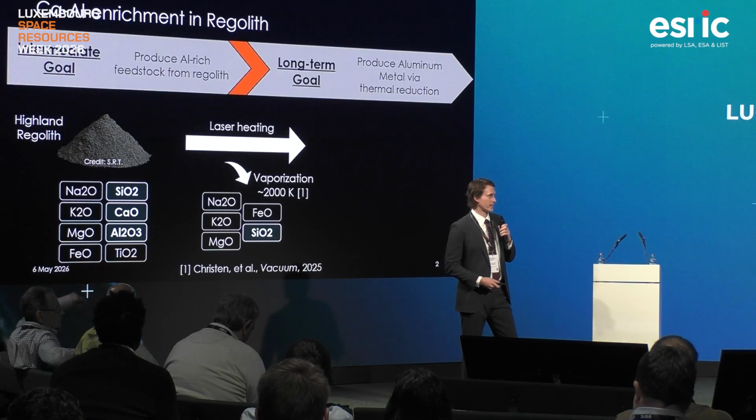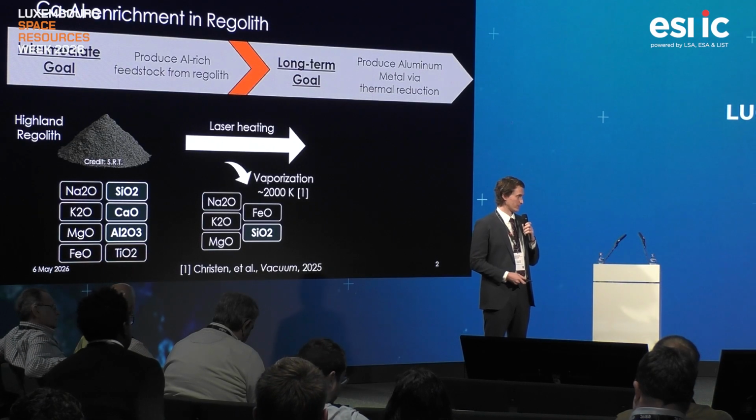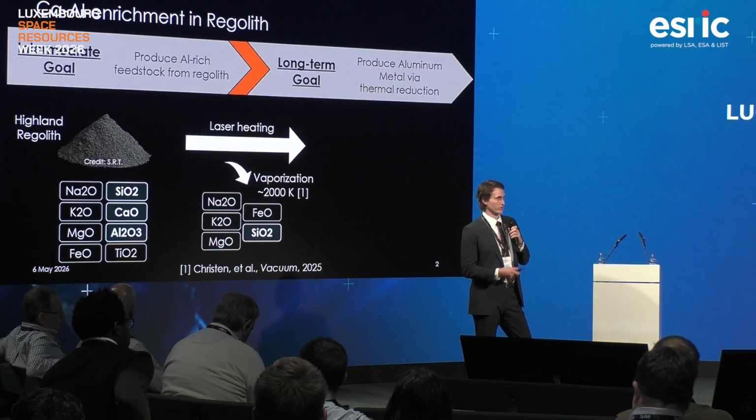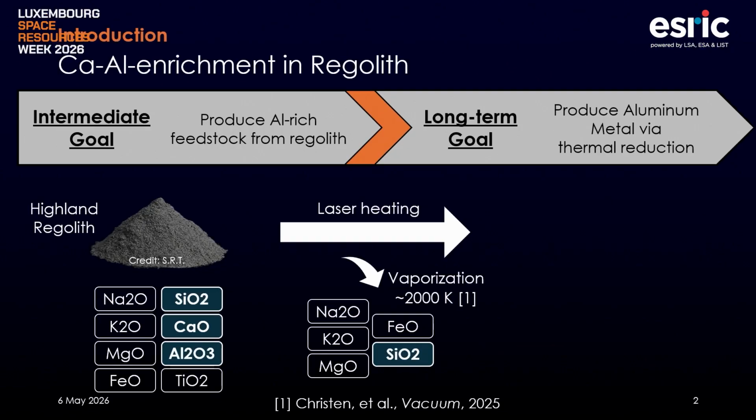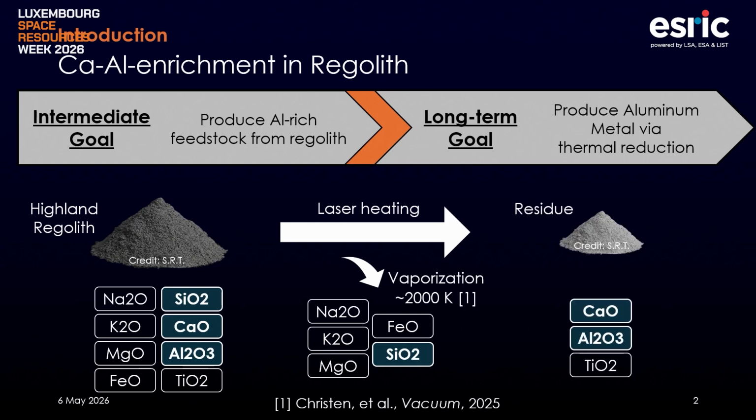We're interested in highland regolith due to its higher content in aluminum oxide. The idea is to put that through a heating stage under vacuum at around 2000 Kelvin, triggering the vaporization of the then volatile species, essentially reducing the oxide content within the melt, eventually leading to a residue that is highly enriched in aluminum oxide, also calcium oxide.